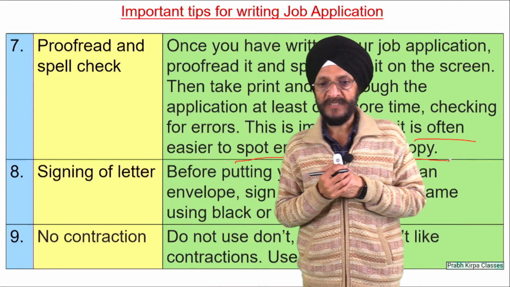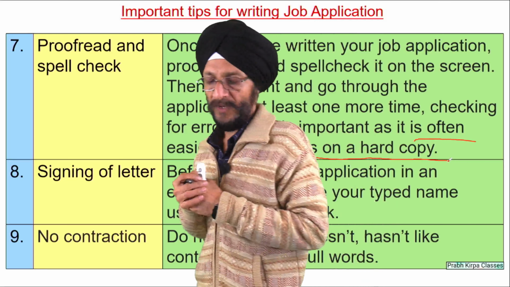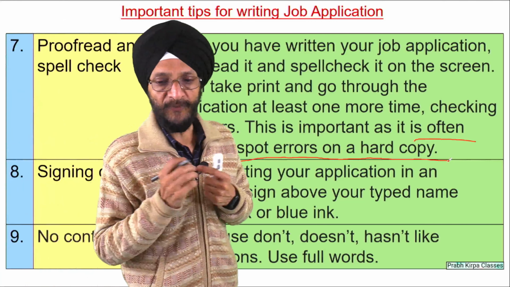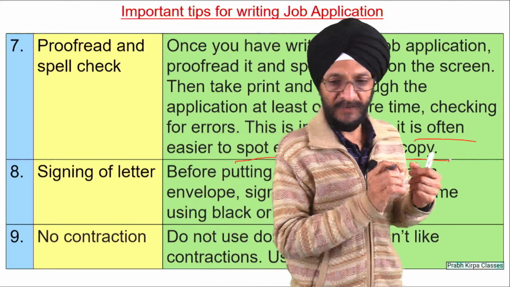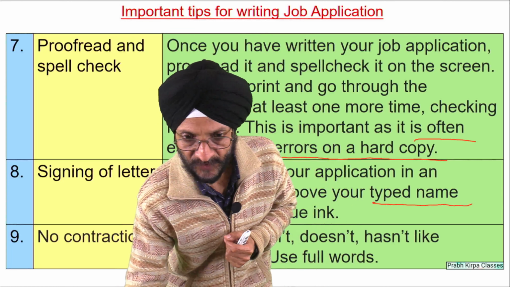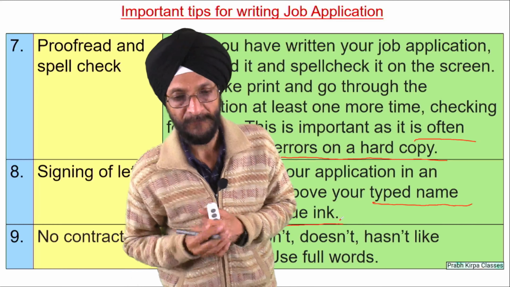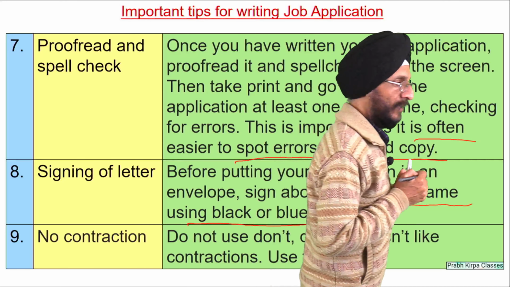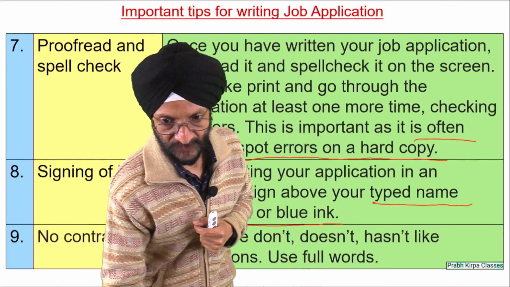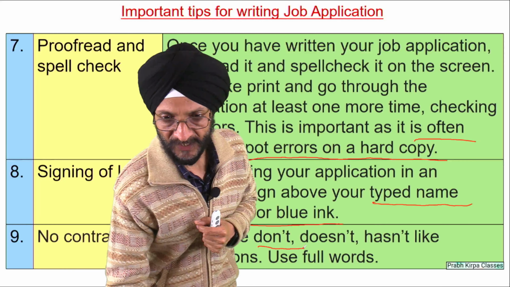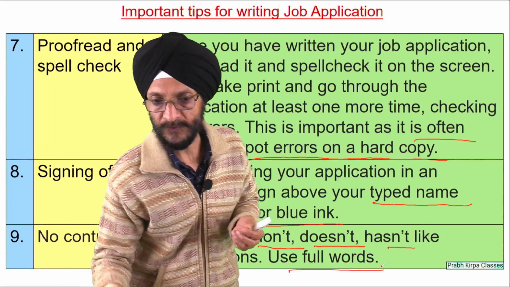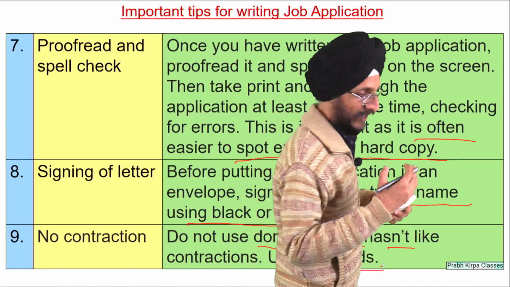Next point is signing of the letter. When we are to send a letter by post, then in that case, before putting your application in an envelope, we should sign above our typed name using black or blue ink. We should not use red or green ink. Next point is no contractions. We should not use contractions like don't, doesn't, hasn't. We should use full words, that is do not, does not, has not.